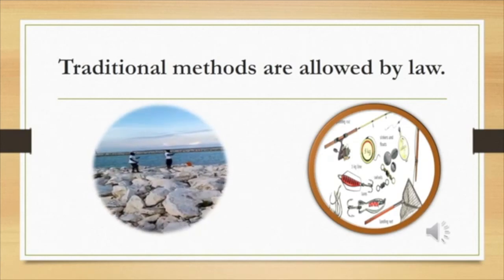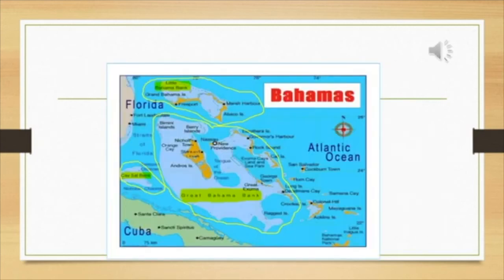The vast areas of banks, reef, and sea that surround the islands of the Bahamas provide our country with a valuable resource: many types of seafood. Let's view the map of the Bahamas.